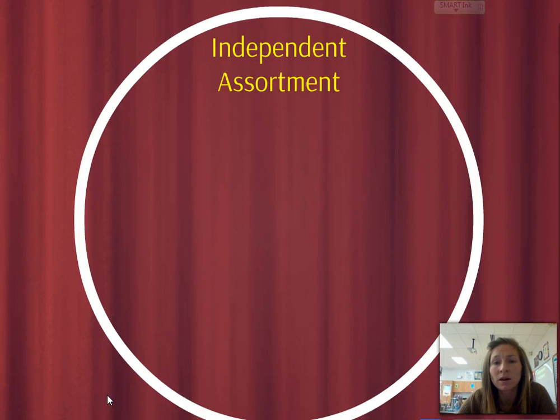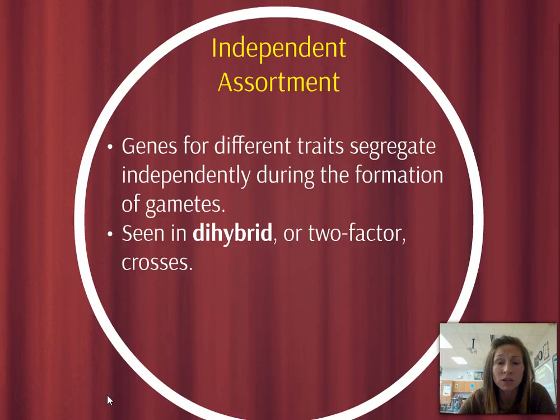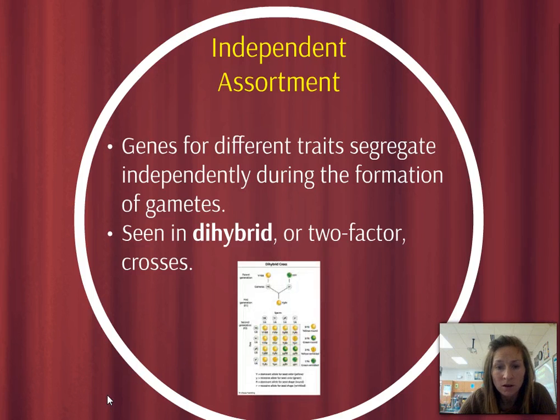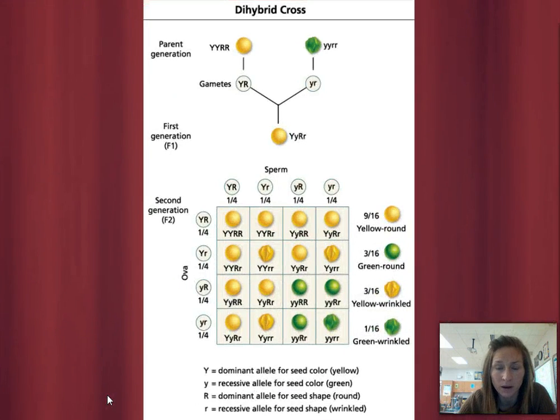All right, the last thing we're going to talk about that Mendel discovered is independent assortment. And this is when genes for different traits segregate independently during the formation of gametes. So if we looked at more than one trait at a time, we would do that with a dihybrid or a two-factor cross, which is going to look really complex to you right now.